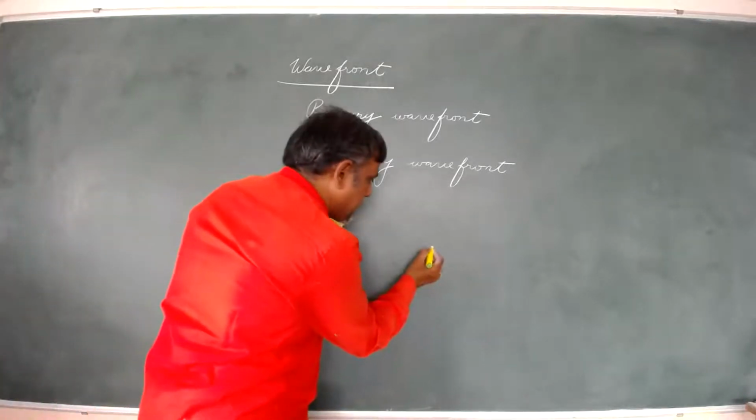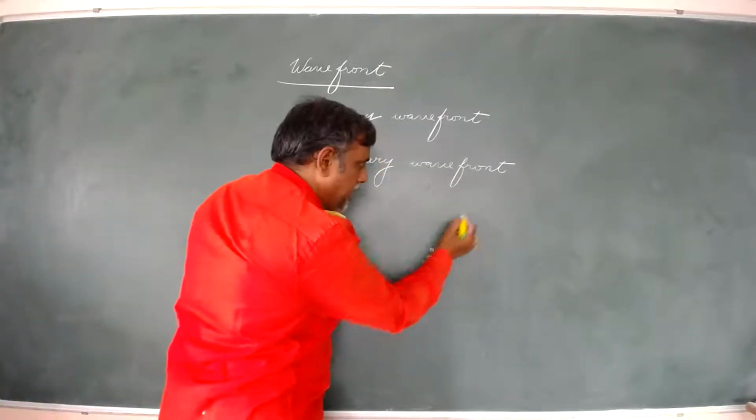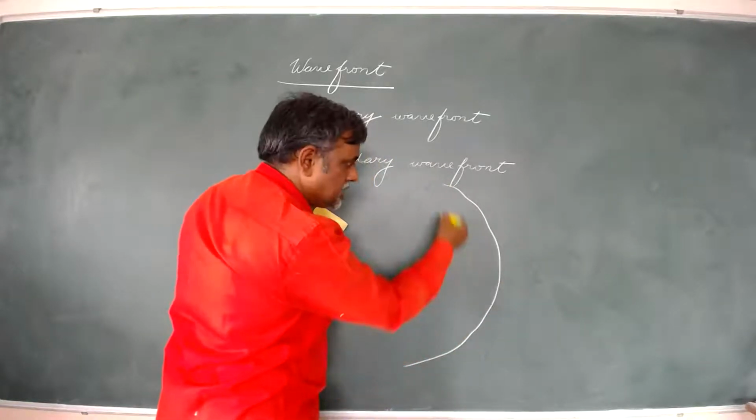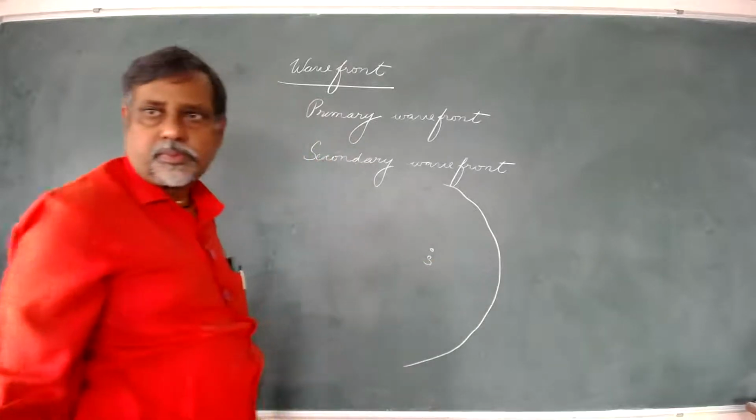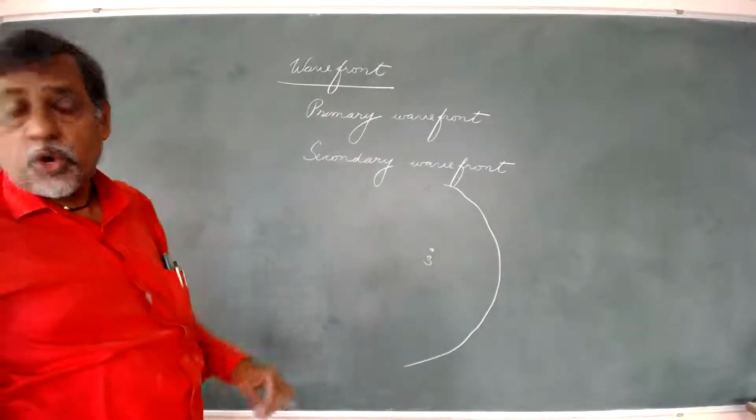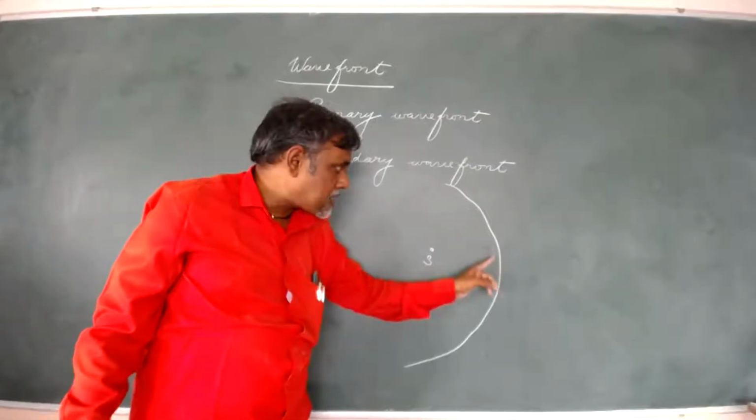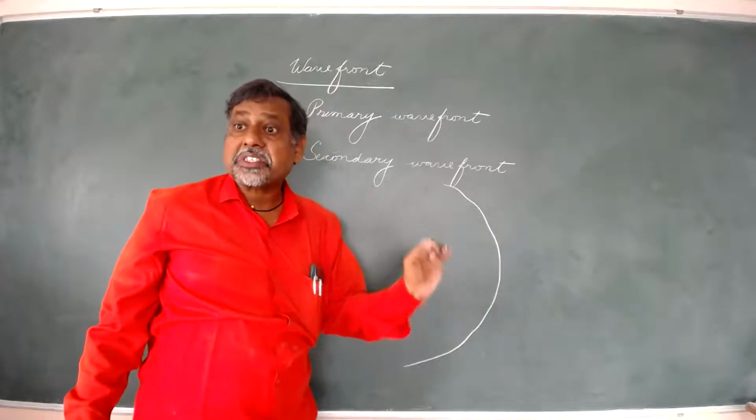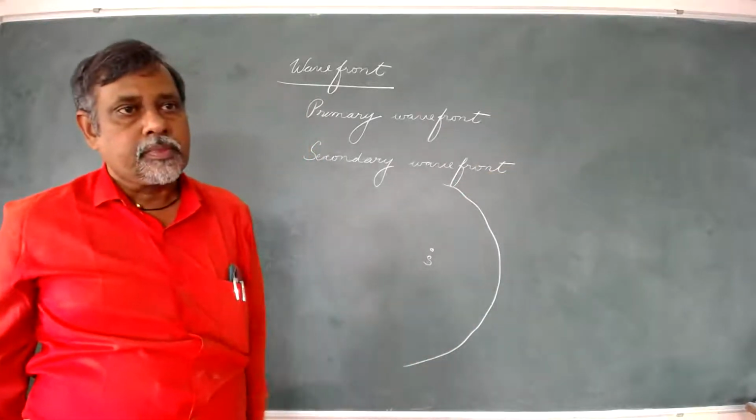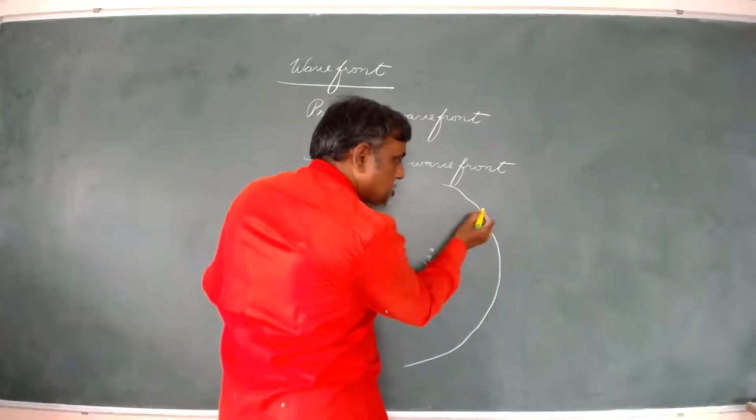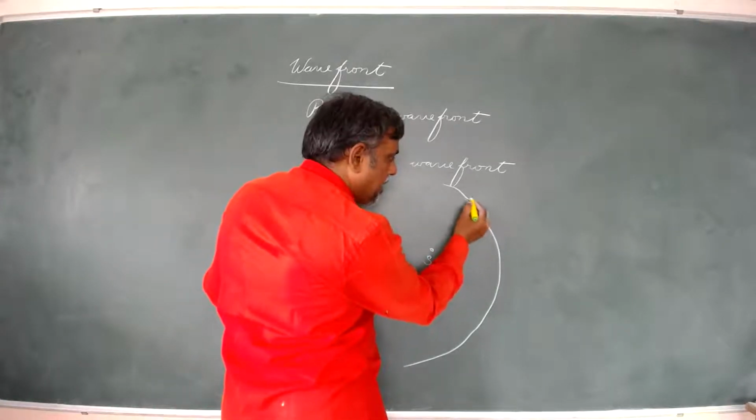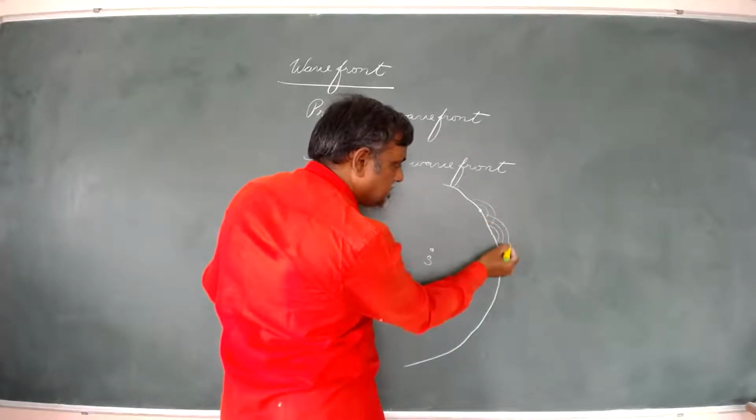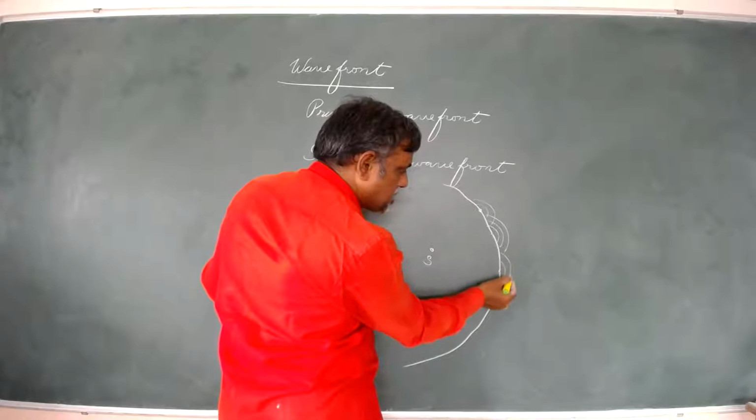Primary wavefront means, look at this here. This is the source. The wavefront which is developed over here is a spherical wavefront. So this can be taken as a primary wavefront. Now, Huygens showed that each and every point on the primary wavefront acts as a secondary source of light. In what way? This is the point. From this point, another wavefront gets developed. You take this point, one more wavefront is developed.